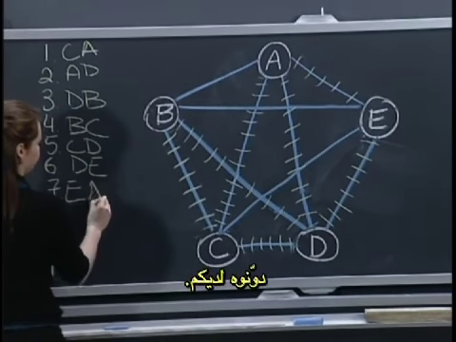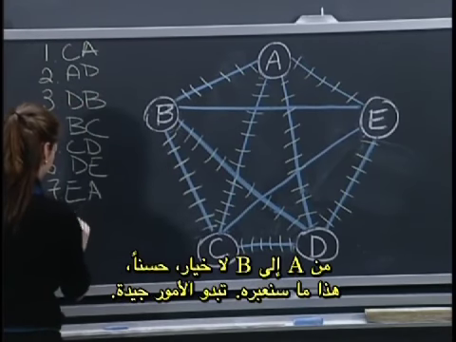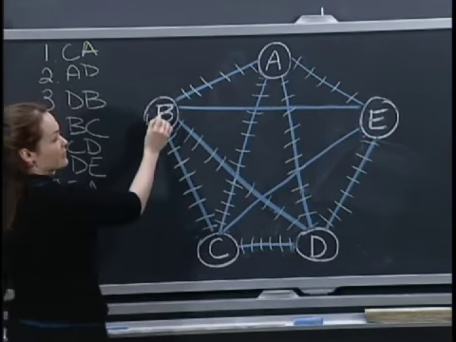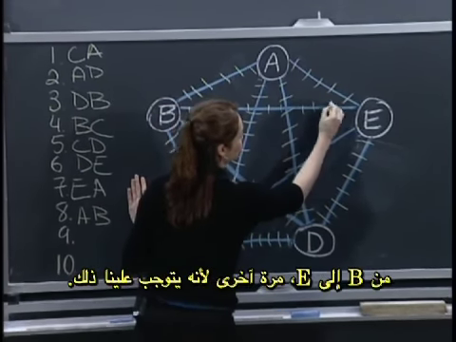Write it down. From A to B, no choice, so that's the one that we'll cross. Sounds good. From B, we go to E. Yet again, because we have to.